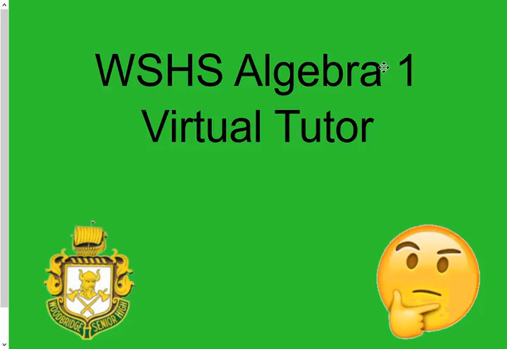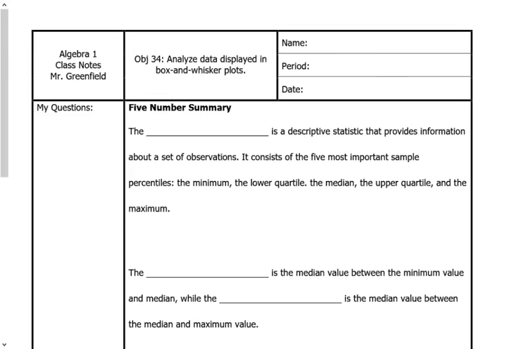Now, in Objective 34, we're going to take a pretty dramatic departure from what we've done throughout the course. Throughout the course, it's been mostly algebraic skills, hence Algebra 1. But a secondary portion of Algebra 1 is statistical analysis. So in 34, we're going to start that a little bit.